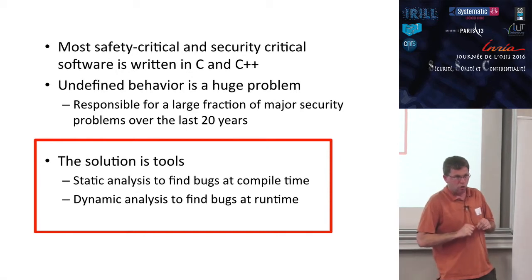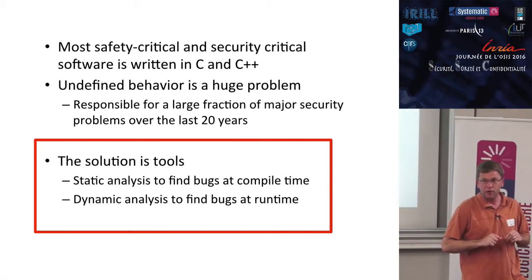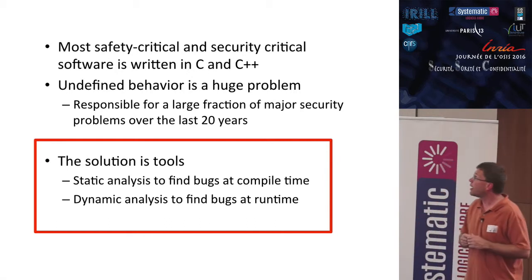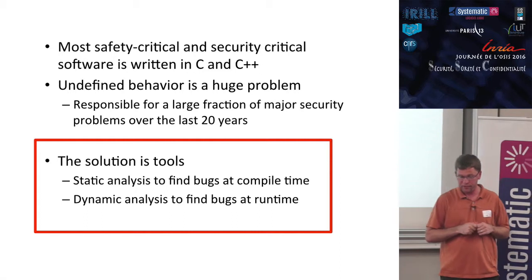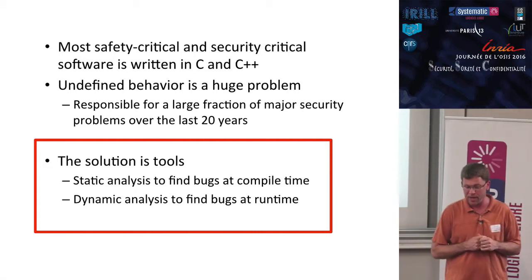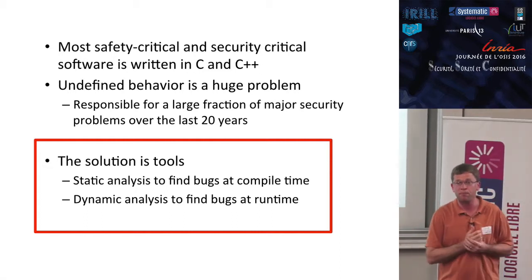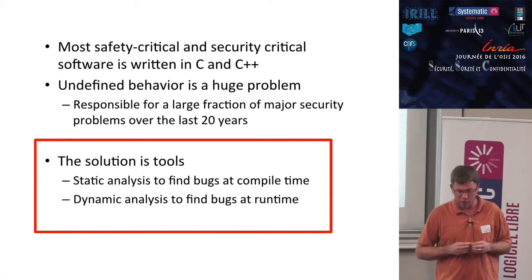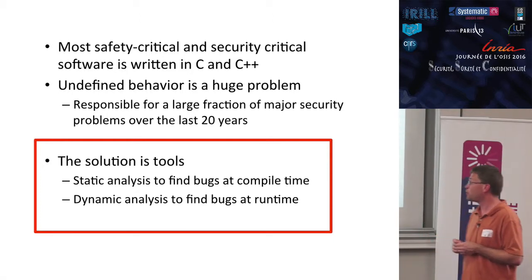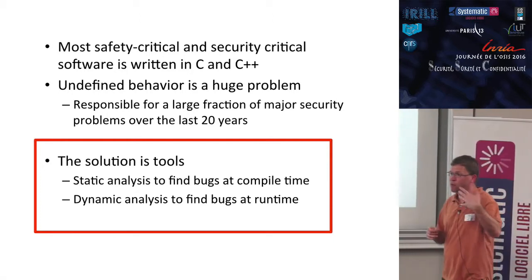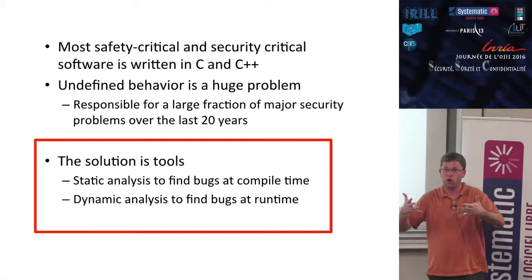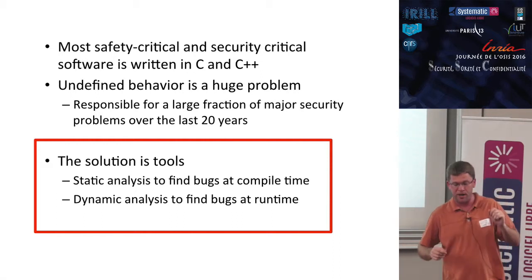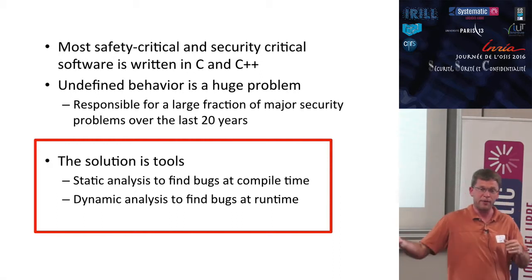As we know, most of the safety and security critical code in the world is written in C and C++. And undefined behavior has been a major problem in these programs. Undefined behaviors such as buffer overflow bugs have been responsible for a large fraction of computer security problems over the last 20 years. If you go back to the Morris internet worm in the 80s, 1988, the first worm, this exploited undefined behaviors in, for example, the finger daemon that was running on the Unix machines at the time.